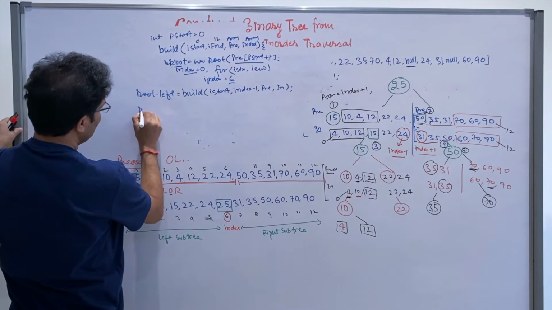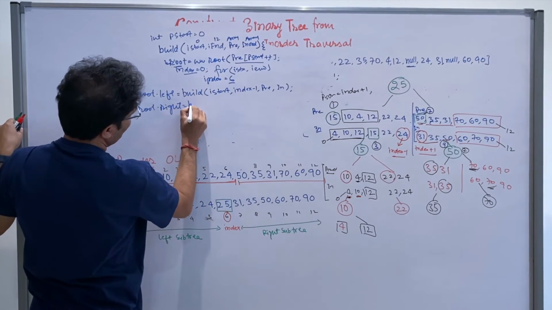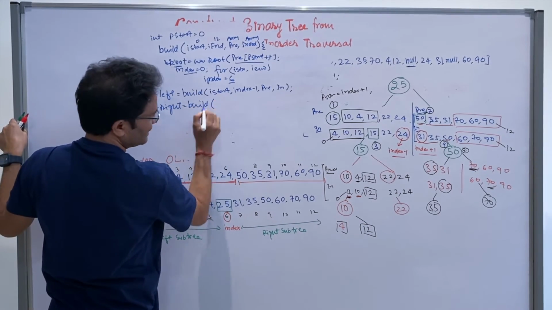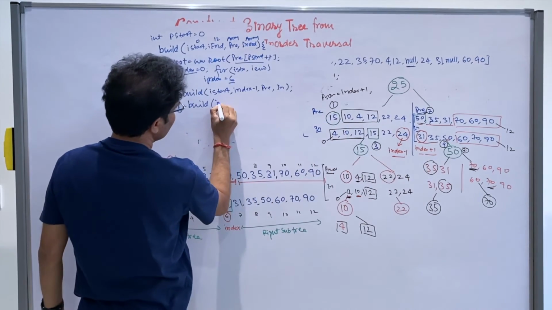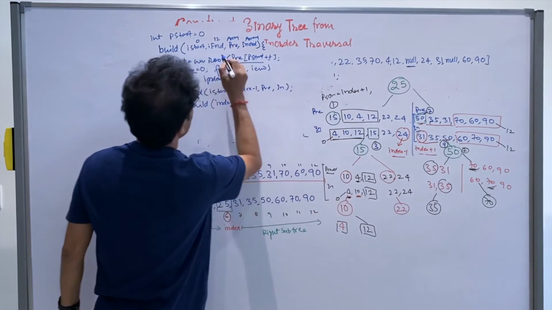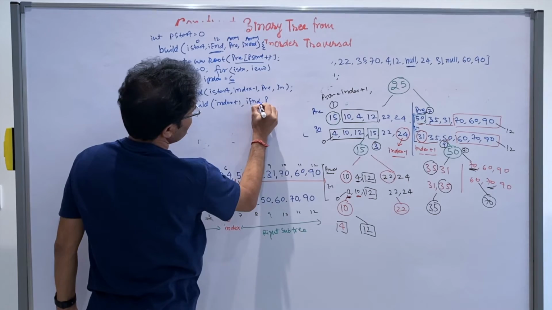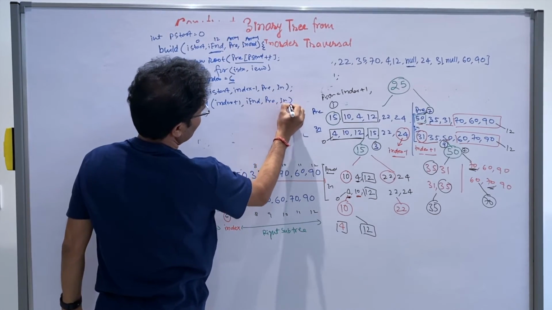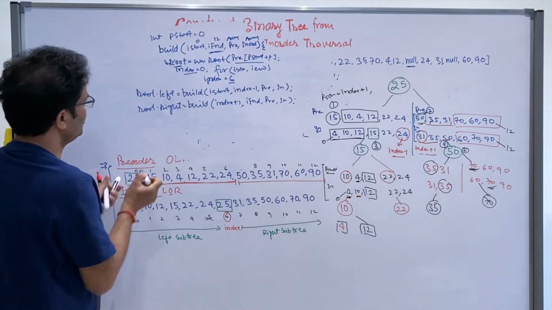And for the right side of the root, call the same method. This time you want this one, right? So what is that? Index plus 1. It will go to the end, which is the I end, and these two arrays I will send. So this is the complete logic that we are going to do in the code.